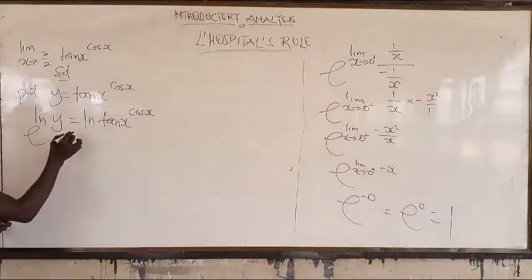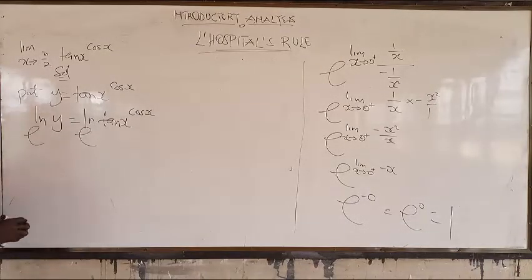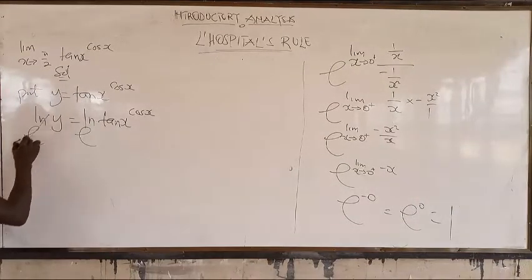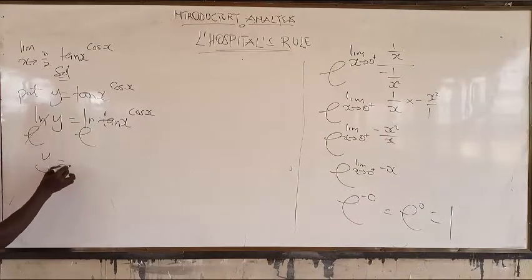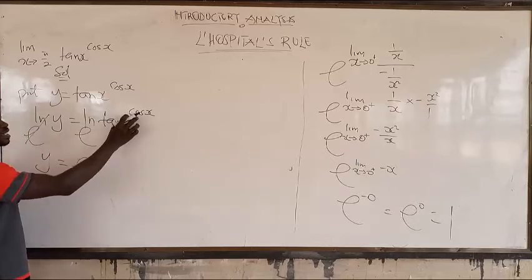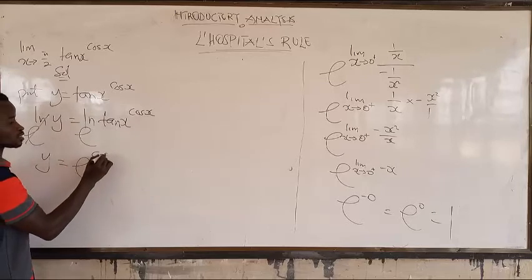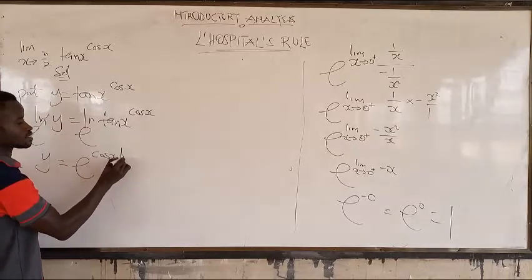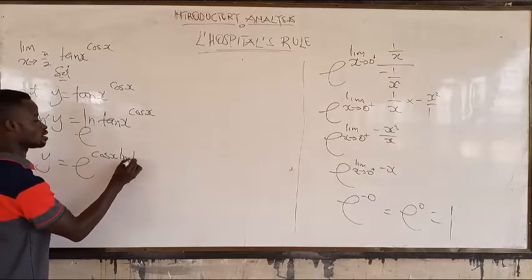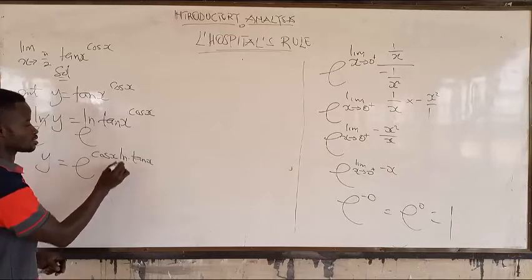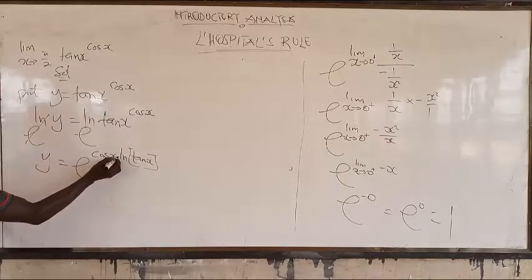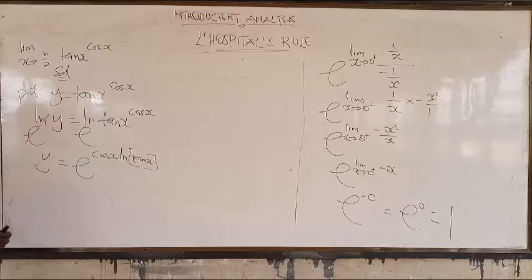When you take the natural log of both sides, then the ln cancels the exponential, and the power comes down. So we get y is equal to cos x ln tan x. Very good. So that is what we have now.